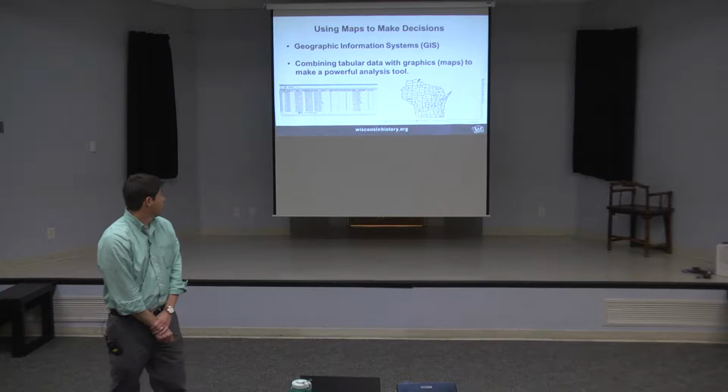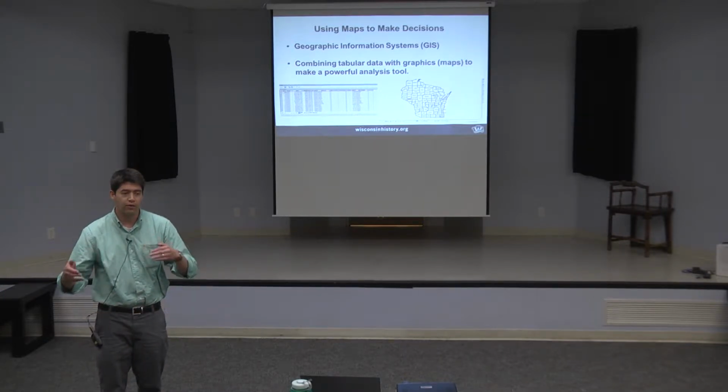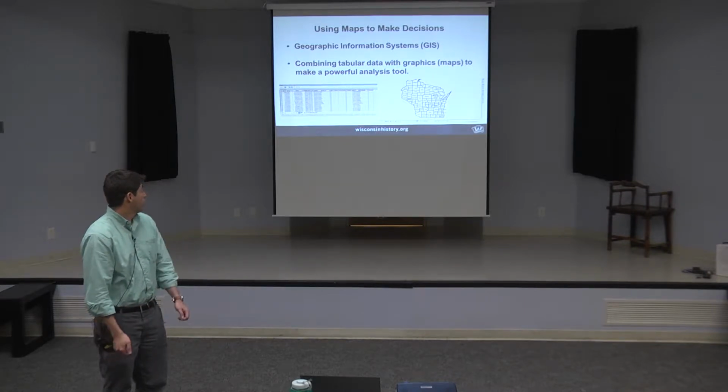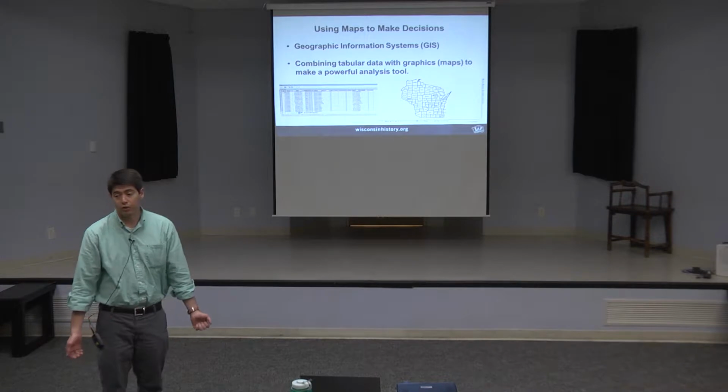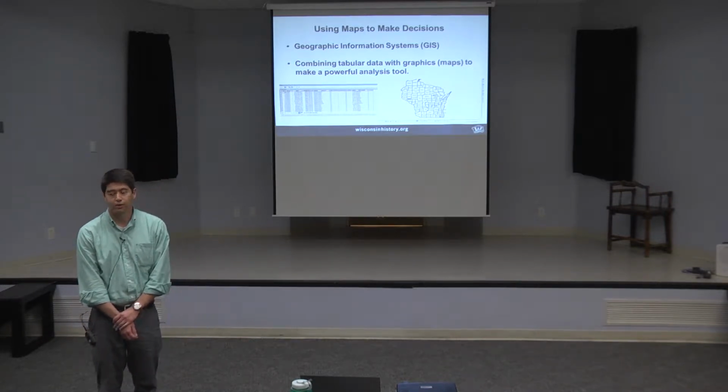So today, we're using maps to make decisions. So we're not just trying to show relationships in space. We want to use them for more of an analysis tool. And to do that, we're using something called Geographic Information Systems. And that is just a fancy way of saying drawing maps on a computer.